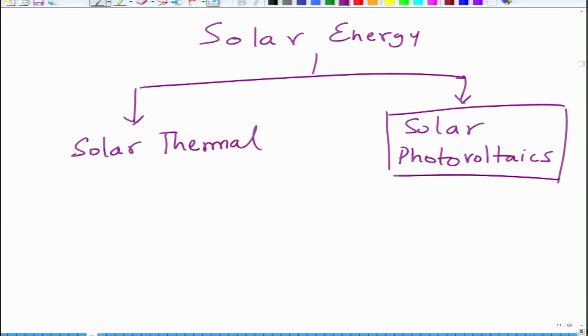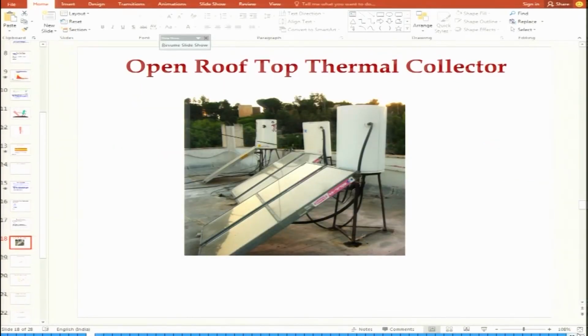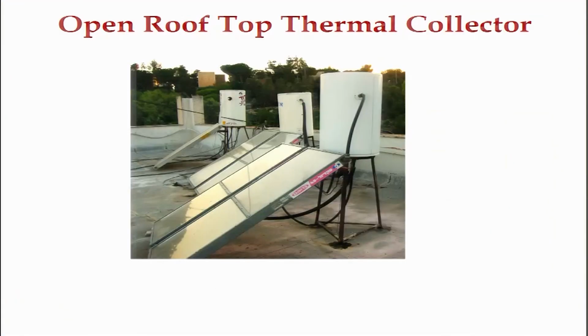So let me show you some pictures of these technologies. This is, for instance, a picture of an open rooftop thermal collector, where you have these thermal collectors which are connected to these storage tanks.